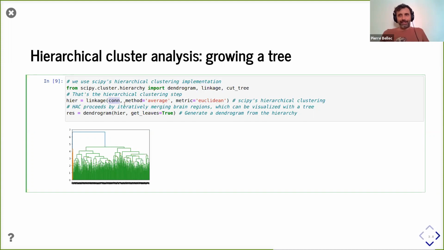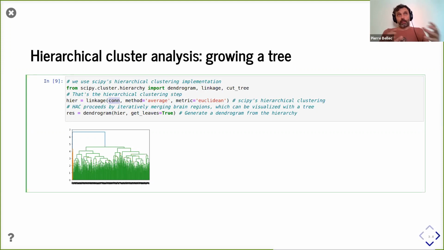And basically what it does, and it's represented at the bottom here as a little tree, is that at the bottom you have all the parcels in the brain. And those parcels are going to be merged together. It's going to examine, okay, what are the parcels that are the most tightly connected? All right, those two parcels are merging. And now it's a cluster. And I'm going to do that again and again and again.